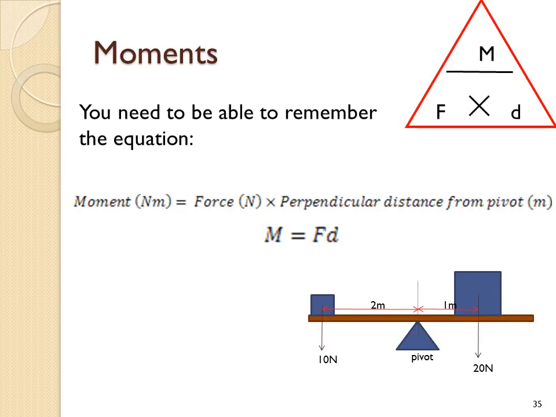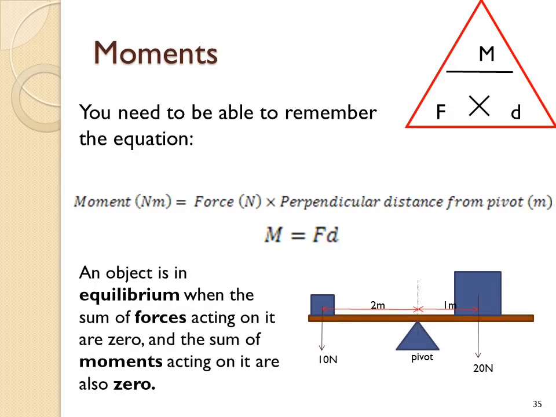A moment is the turning effect of a force. A moment is equal to the force itself multiplied by the perpendicular distance from the pivot. Perpendicular means at right angles. So this force is 1 meter away at right angles from the pivot.